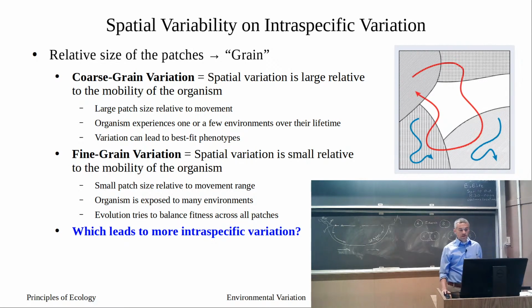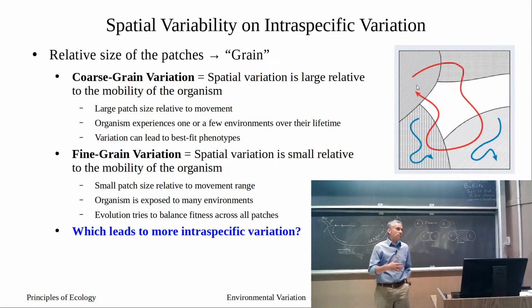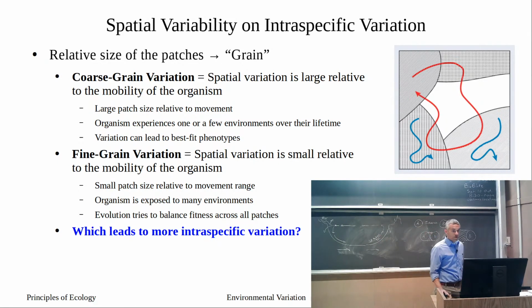Fine grain variation, on the other hand, is when our patches are small relative to the movement of our organism. Consider a hawk in this same area. That hawk can fly. It can stop. It can feed in all these different habitat patches. So our hawk experiences more than one patch throughout its life, and in many cases, just across a normal day of foraging. Our organism is going to see its environment as being very fine, high definition. It can see all the detail that's there.